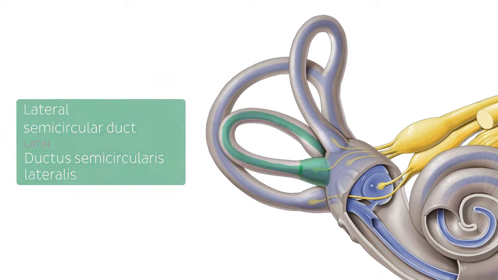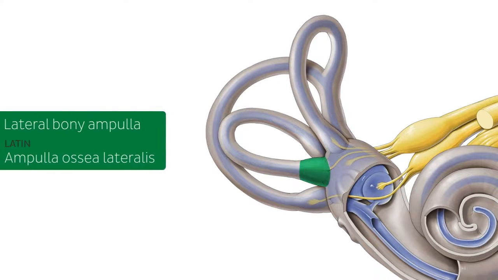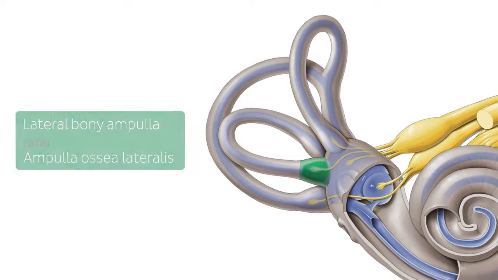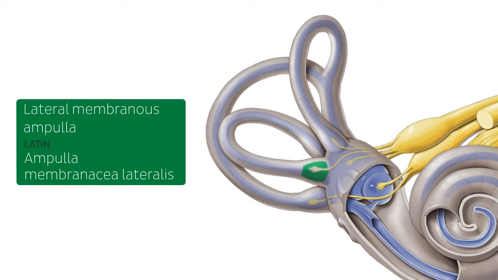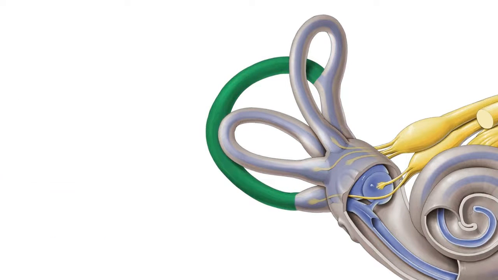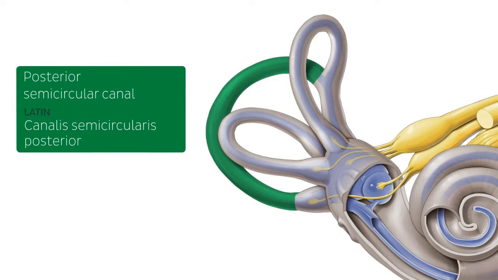In the next slide, we can see the lateral bony ampulla, and in the slide after that, we can see the lateral membranous ampulla, highlighted in green. As I said previously, inside this ampulla there is the crista ampullaris, which is the sensory organ for the angular acceleration and deceleration. Finally, the posterior semicircular canal is the third semicircular canal of the inner ear.